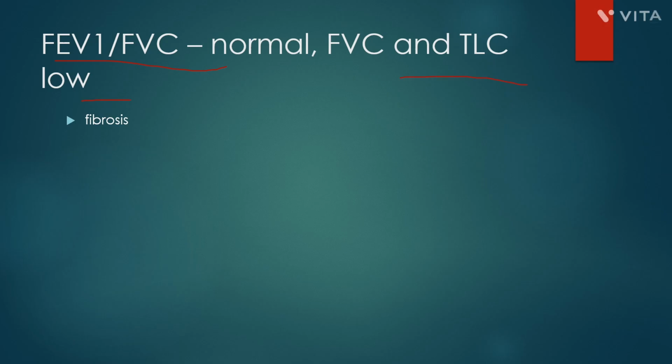Now, FEV1 by FVC normal, FVC and TLC is low. That is indicating fibrosis. You have to know spirometry and what all the parameters indicate. So for restrictive, FVC is the indicator. FVC becomes low, but FEV1 by FVC remains normal. But in obstructive, FEV1 becomes low, so the ratio also reduces. FEV1 is low in obstructive diseases like COPD, chronic obstructive pulmonary disease.